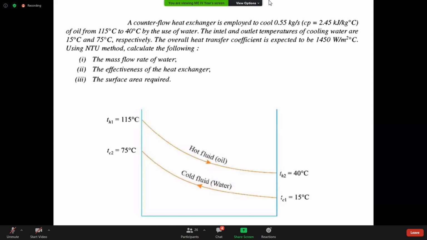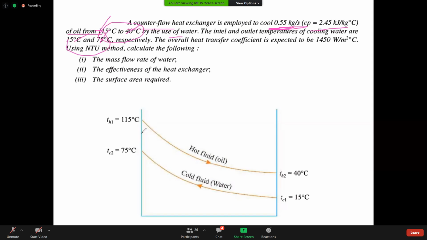ఇప్పుడు చూడండి. A counter flow heat exchanger. It is a counter flow heat exchanger. Is employed to cool the given mass flow rate, Cp 2.45, of oil. The oil is the hot fluid, ikkada TH ichchadu, by the use of water. Water is cold fluid. The inlet and outlet temperature of cooling water are two temperatures given. Deeni temperatures ichchadu, deeni temperatures ichchadu.